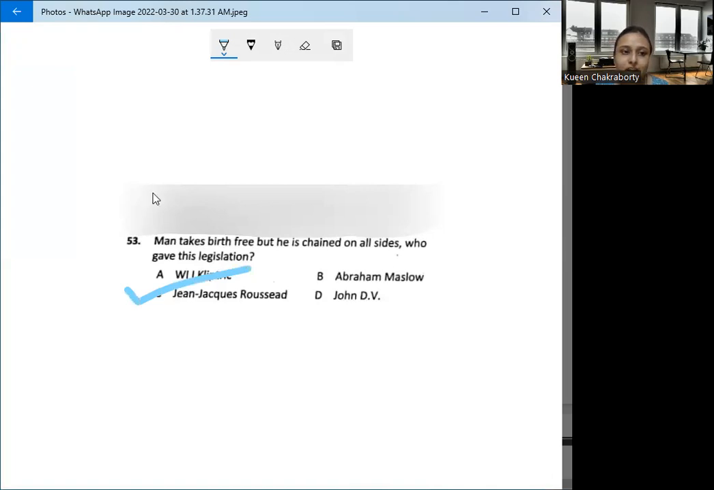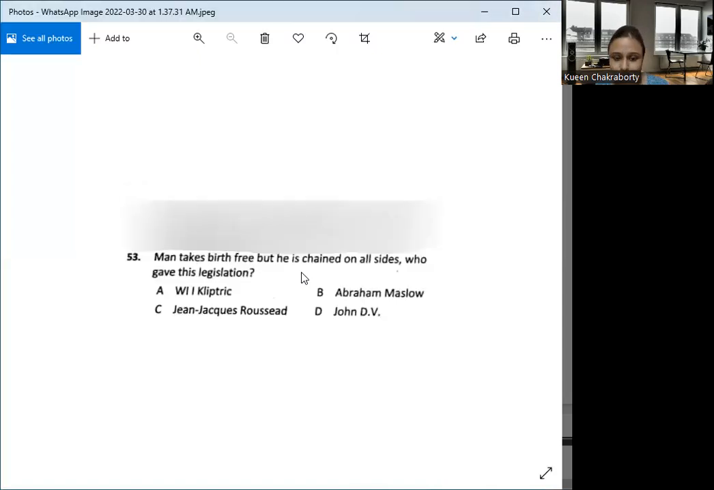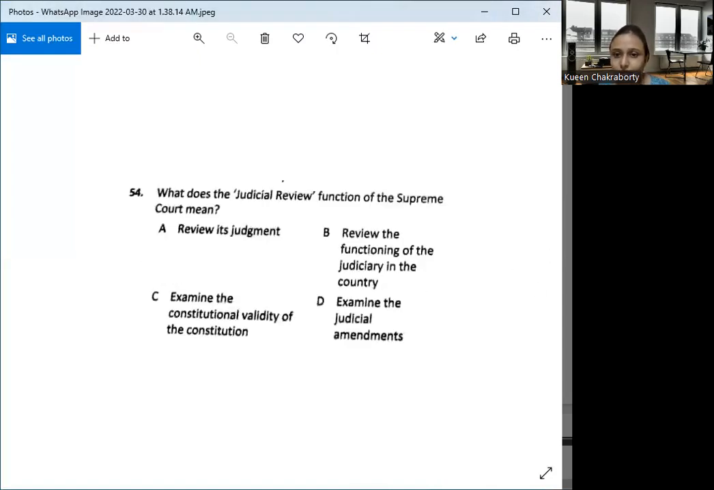Okay. So next, moving on to question number 54. What does the judicial review function of the Supreme Court mean? Option A, review its judgment. Option B, review the functioning of the judiciary in the country. Option C, examine the constitutional validity of the Constitution. Option D, examine the judicial amendments.